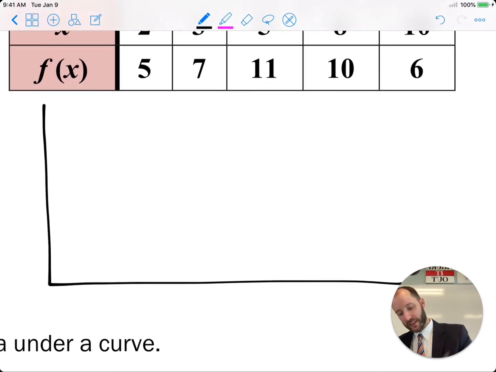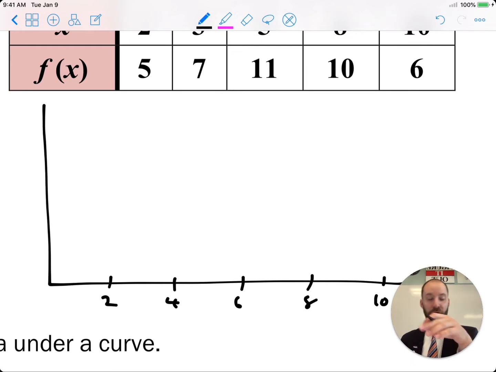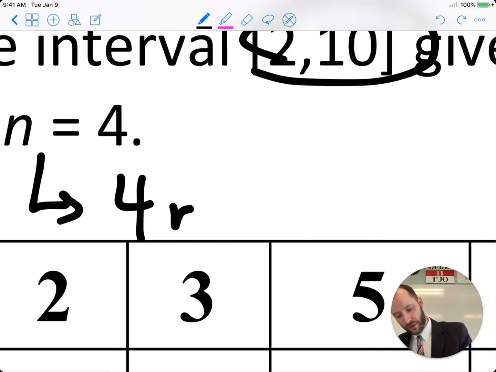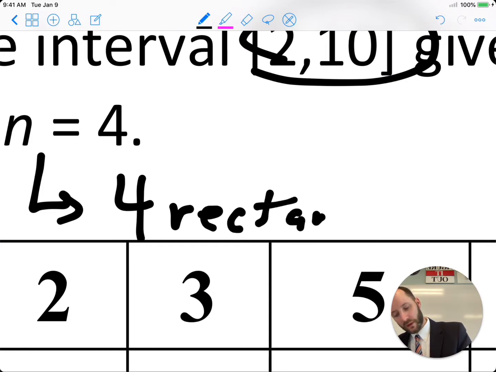So the x and y axis will go 2, 4, 6, 8 up to 10. Now we're not doing 5 rectangles with intervals of 2, we're letting n equal 4. That means 4 rectangles. Let's zoom in. I want to get this right. Better. So 4 rectangles.